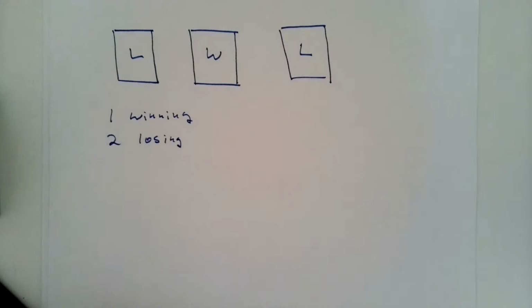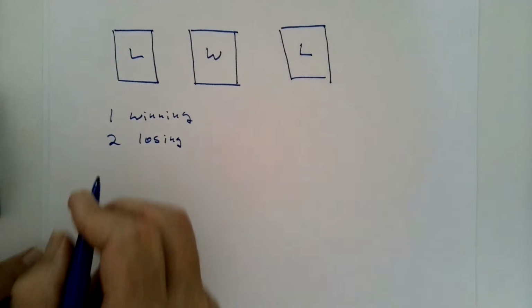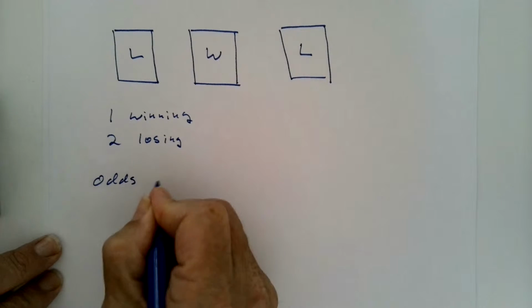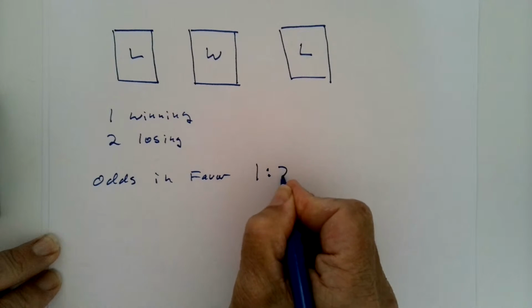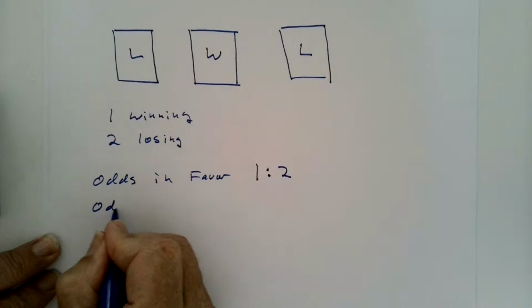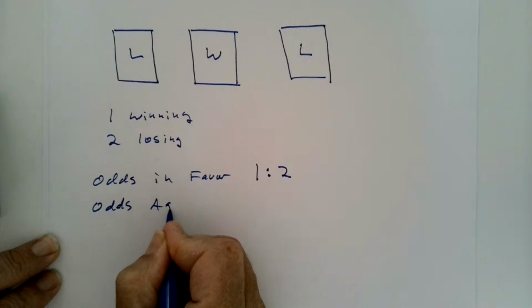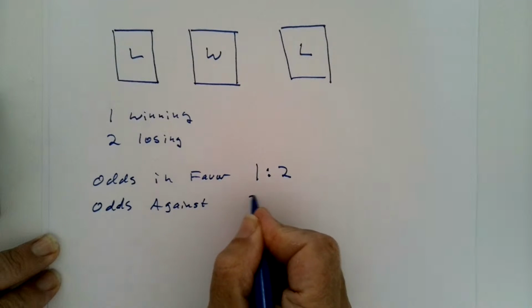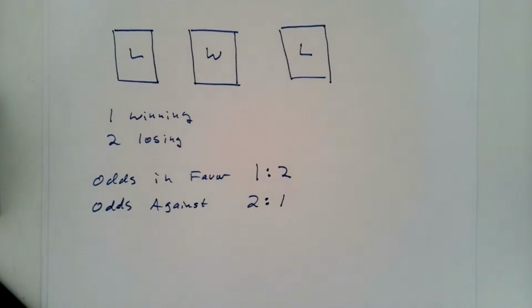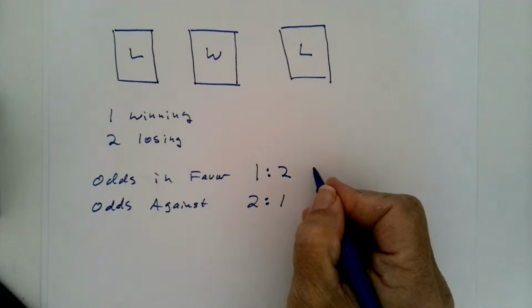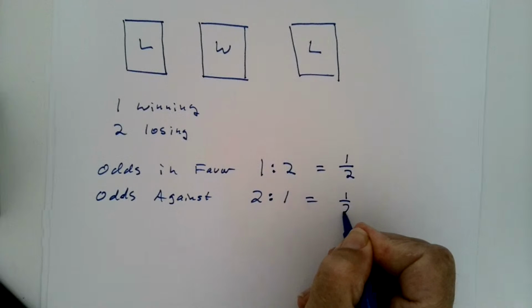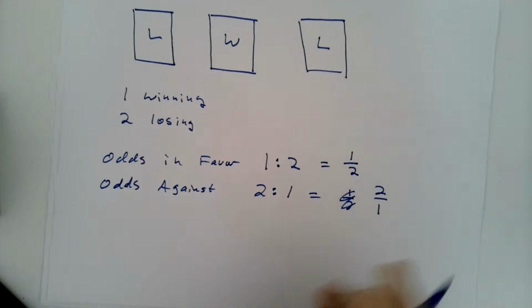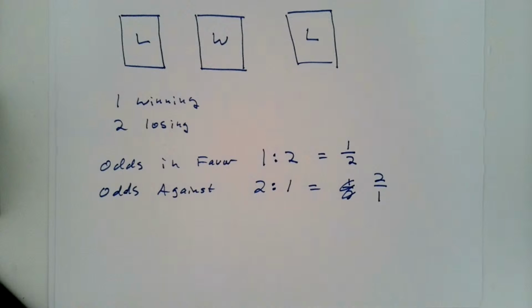Assuming these are upside down and you don't know which is which, your odds in favor are what? Odds in favor: I'm choosing 1 winning card to 2 losing cards. And your odds against are 2 losing cards and 1 winning card. This is the notation we're most used to seeing. Of course, most mathematics textbooks prefer to express these ratios as fractions. So 1 to 2, 2 to 1 that way. That is in essence what it means.